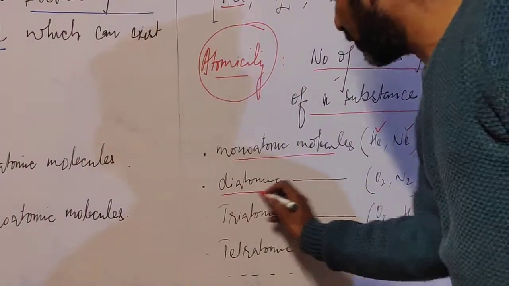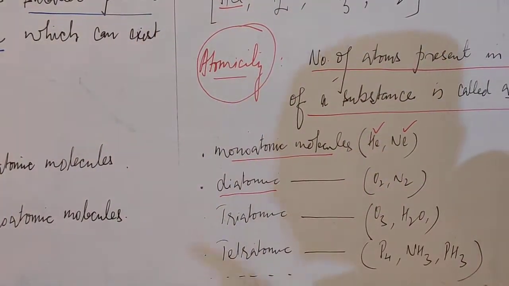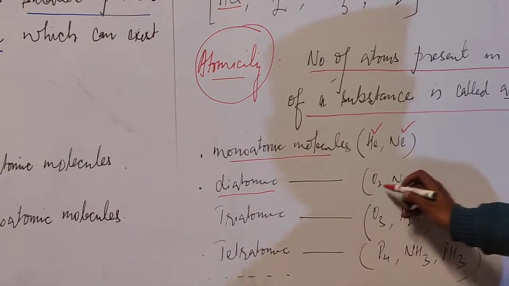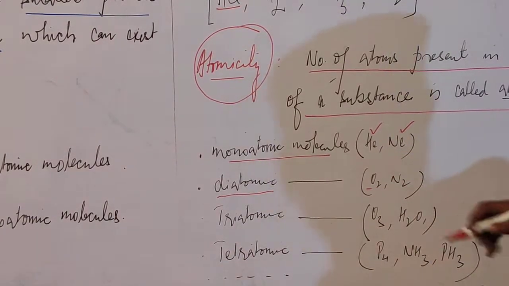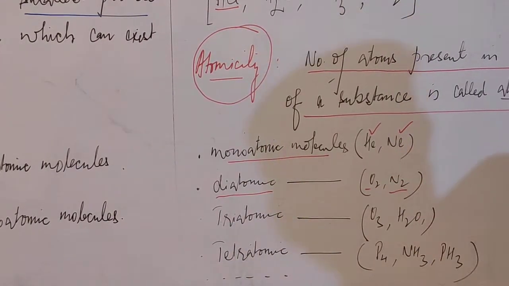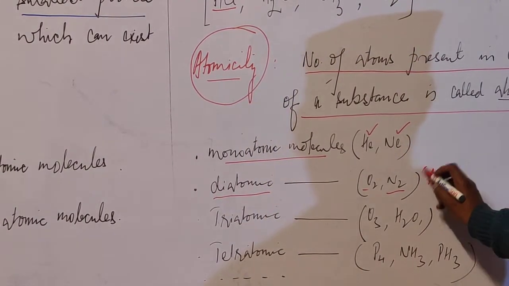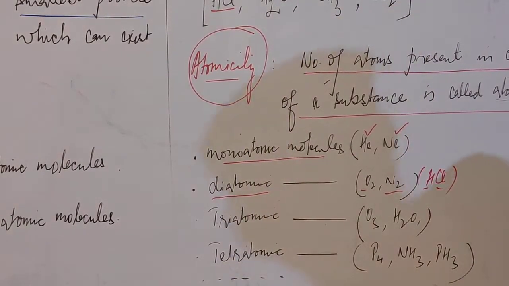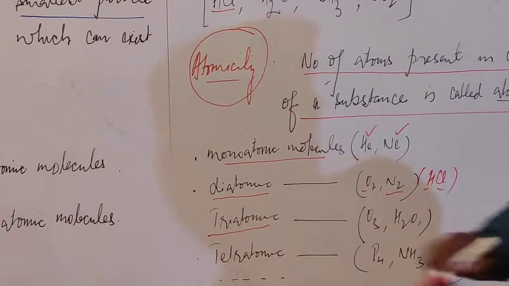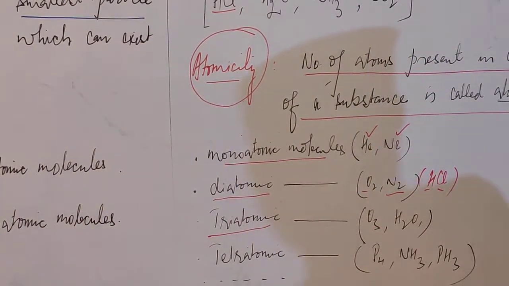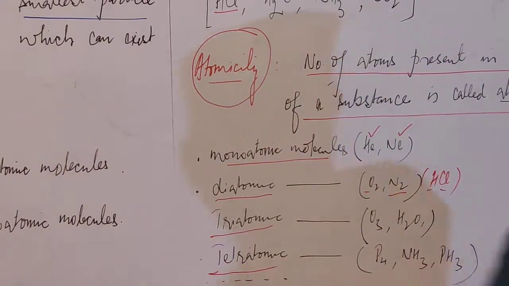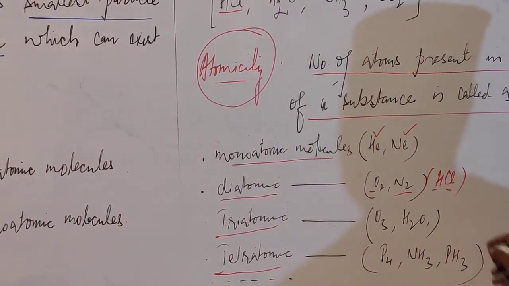Then we have diatomic molecules. These molecules contain 2 atoms. Like in oxygen we have 2 atoms, in nitrogen gas we have N2, 2 atoms. Then we have HCl also, where we have 2 atoms, H and chlorine. Then similarly we have triatomic molecules, ozone, water, etc. Then we have tetraatomic molecules, P4, ammonia, phosphine, etc.